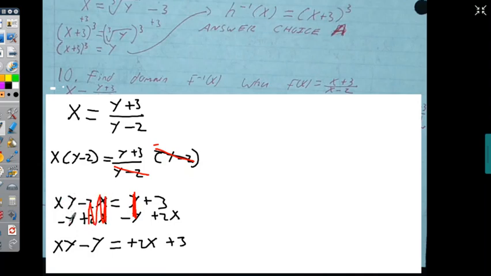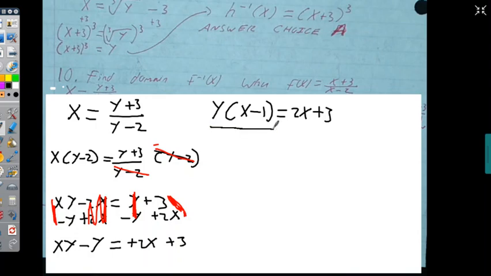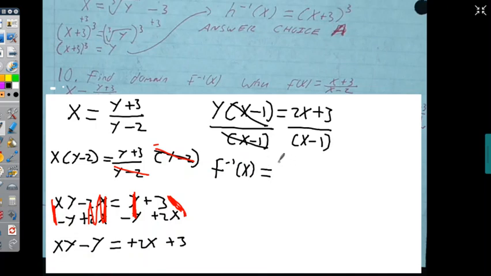So I get xy minus y, and 2x plus 3. My last step is going to be to factor. If I factor out a y, what's left? X minus 1. And that's equal to 2x plus 3. Now I have to divide each side by x minus 1 to isolate y. The x minus 1's cancel out. And so the inverse of the function is equal to 2x plus 3 over x minus 1.